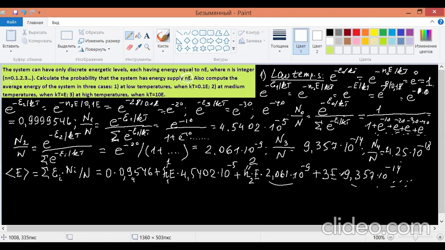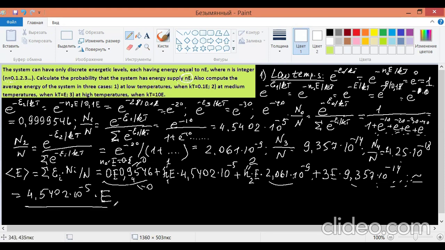In other words, we can neglect the last three terms, and this one is equal to 0 because n sub 0 times E is equal to 0 times E. Yes, it should be written like this. And this whole term is equal to 0 therefore. And we can write that the average level of energy of the whole system at low temperatures is roughly equal to 4.5402 times 10 raised to minus 5 times E.